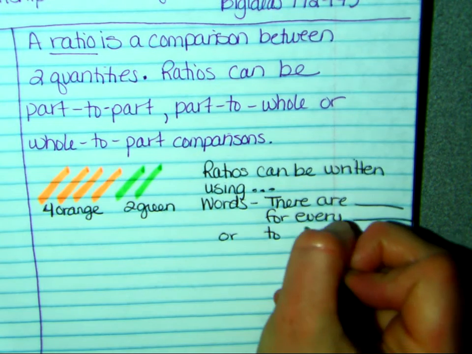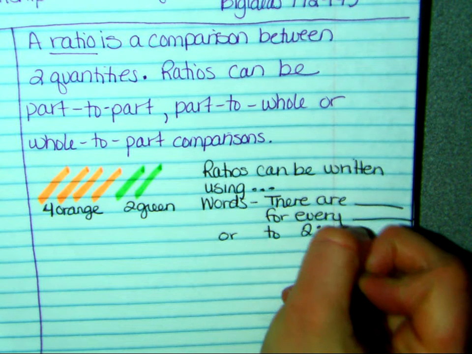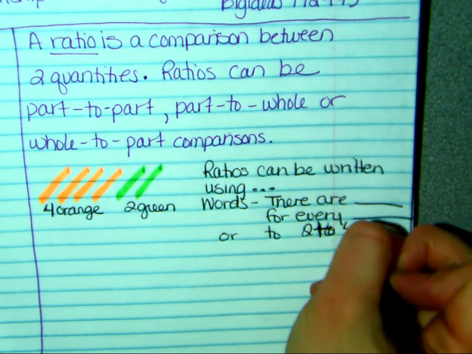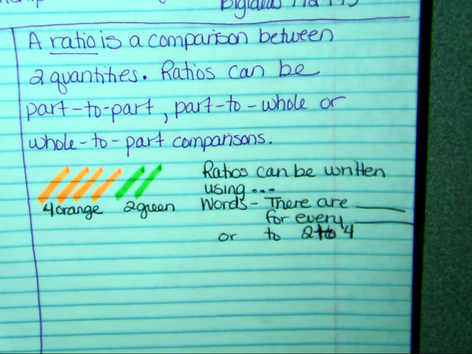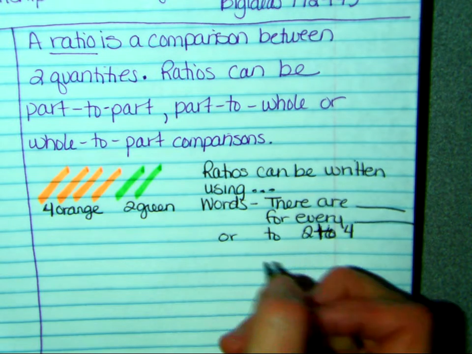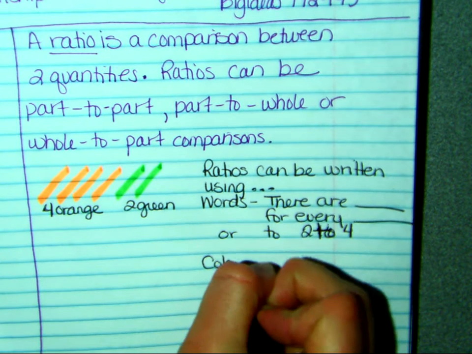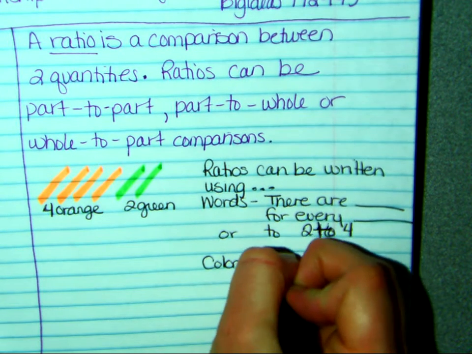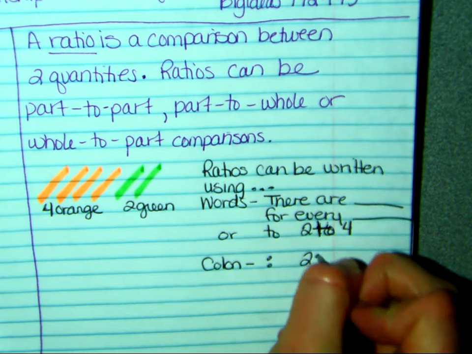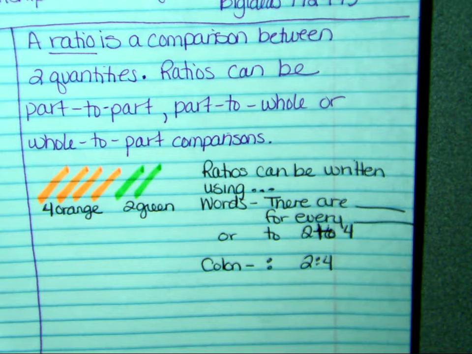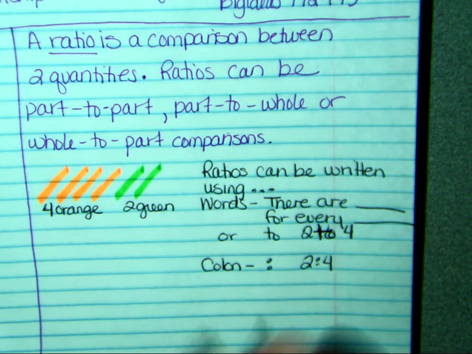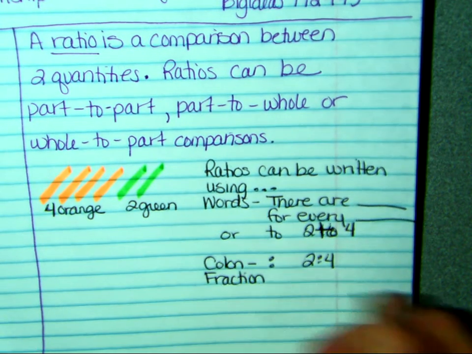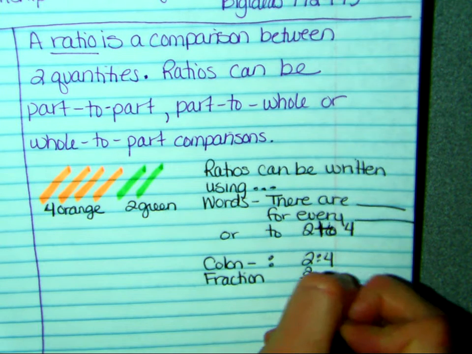So, for example, you would say like 2 to 4. You put that 2 in there. We can also use a colon, and that would look like this. A colon is 2 dots like that, and you could have like 2 colon 4. Or you can have a fraction, which would look like 2 over 4.